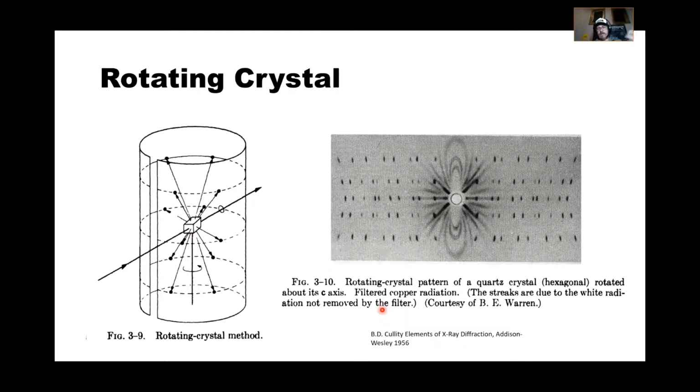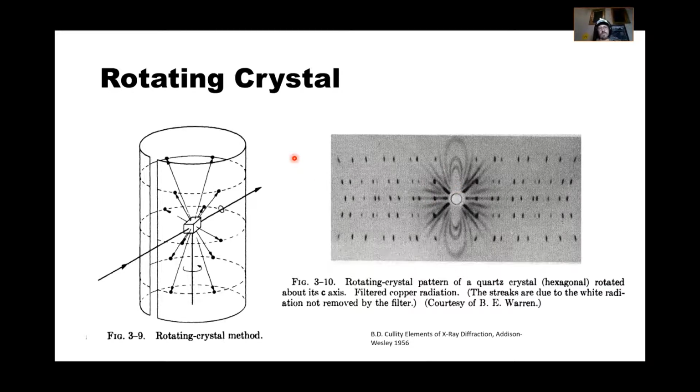White radiation would be polychromatic. This was from filtered copper, I'm assuming copper K alpha. It's not really telling us which one. But again, for diffraction to be useful, you need monochromatic waves. Polychromatic waves cause noise and interference and all kinds of things. And here, this would be the noise caused by polychromatic radiation. So it's kind of cool to see it visually on this older example.